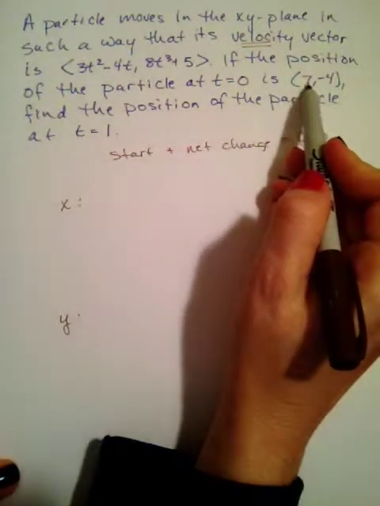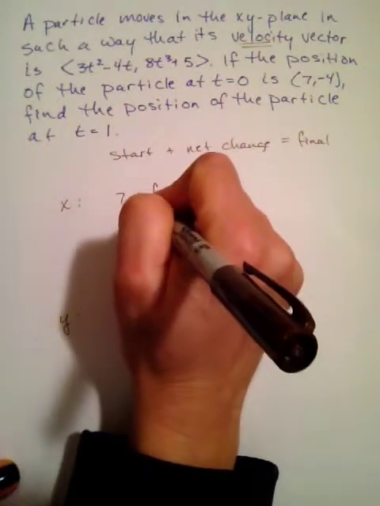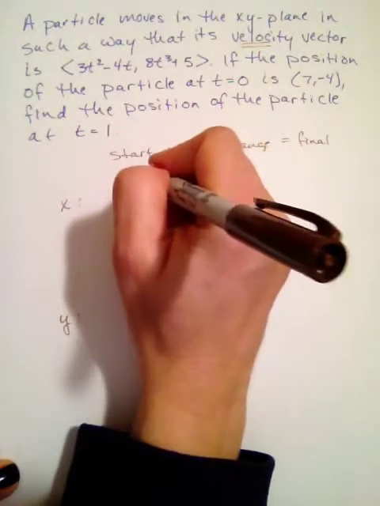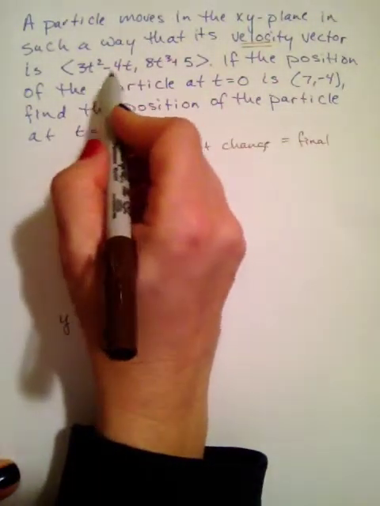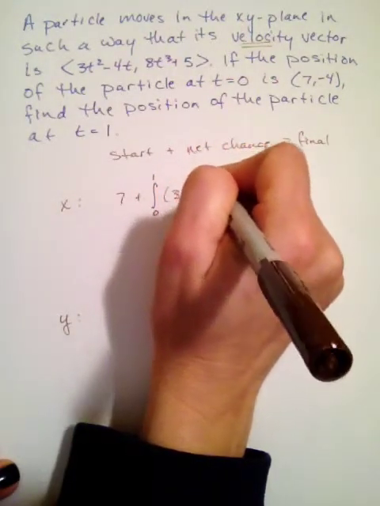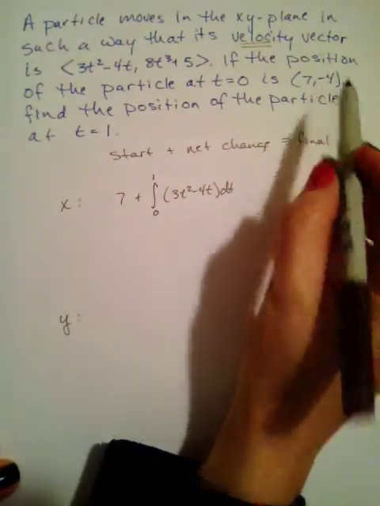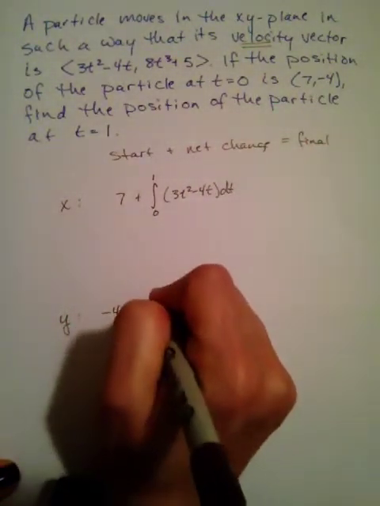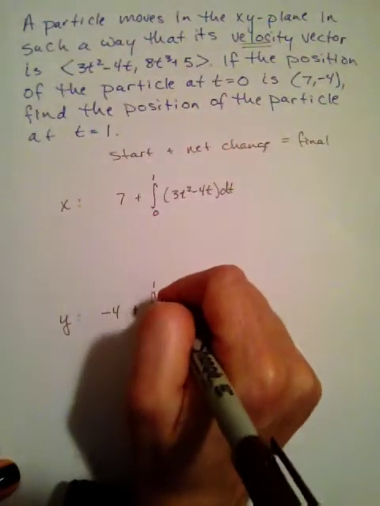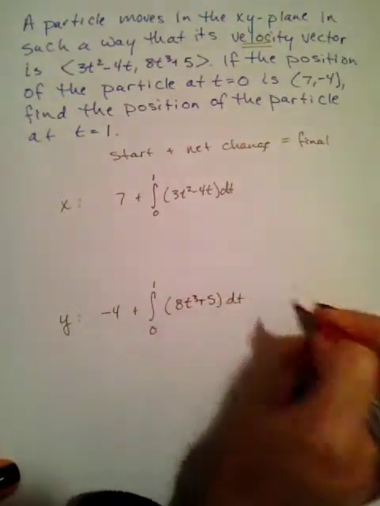Our starting x position is 7, and that happened at time 0. So we're going to look at the net change in position from time 0 to the time we want of 1, and we're going to be doing the definite integral of 3t squared minus 4t. For our y, our starting y value is negative 4. That also happened at t equals 0, and we want at t equals 1, and we'll be integrating 8t cubed plus 5 with respect to t.